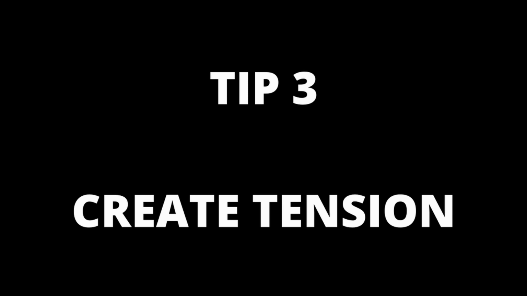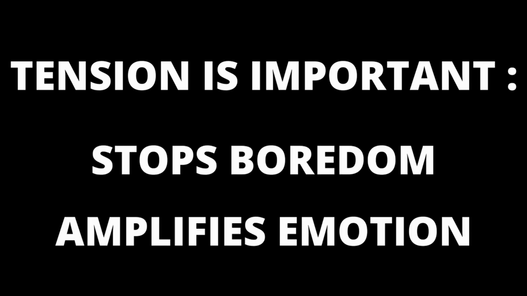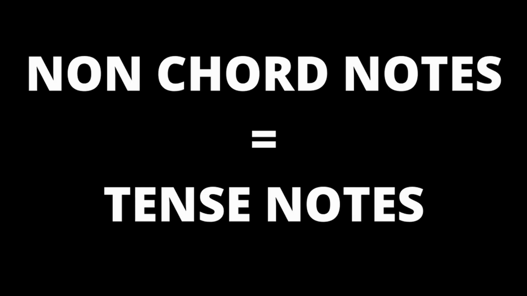Tip number 3. Create tension. Without tension, your song will sound like a nursery rhyme. Tension is important in melodies to stop it being boring and to amplify the emotion. In order to create this tension, we need to use notes that aren't in the underlying chords. When it comes to which of these notes we can use, there are 2 main schools of thought: chord scale notes and key scale notes.